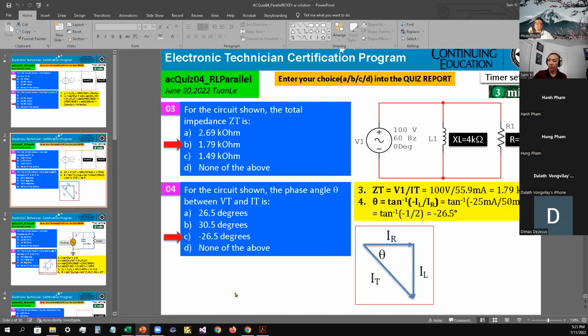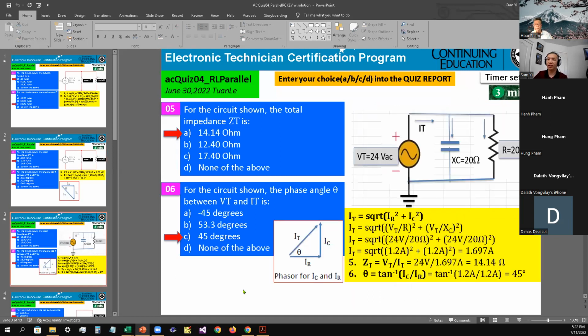So any question on number 3 or 4? Okay. So number 4 follows this phase angle right here. It's pointing toward the bottom, so therefore that's why the answer is negative. All right. No question. Okay, next set.